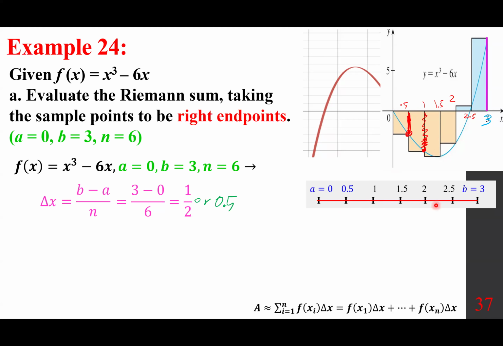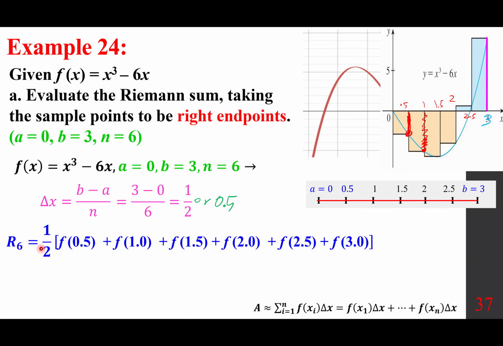So this is your delta x, everybody, 1/2, times f of 0.5, f of 1, f of 1.5, f of 2, f of 2.5, and f of 3. For example, I'm going to give you the final answer because that takes a little bit of time to calculate. For example, if I want f of 0.5, I plug in 0.5 into the function.